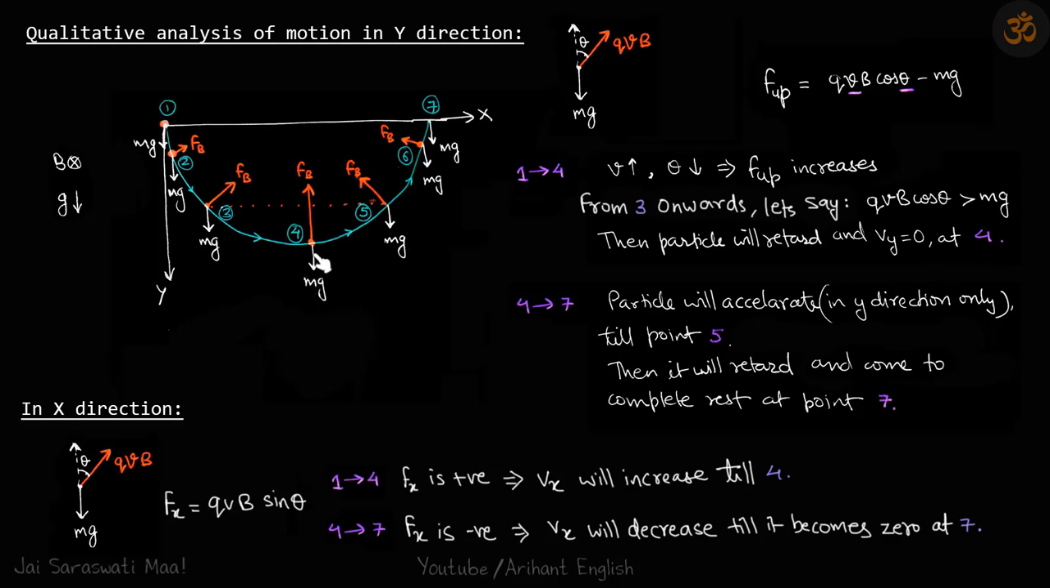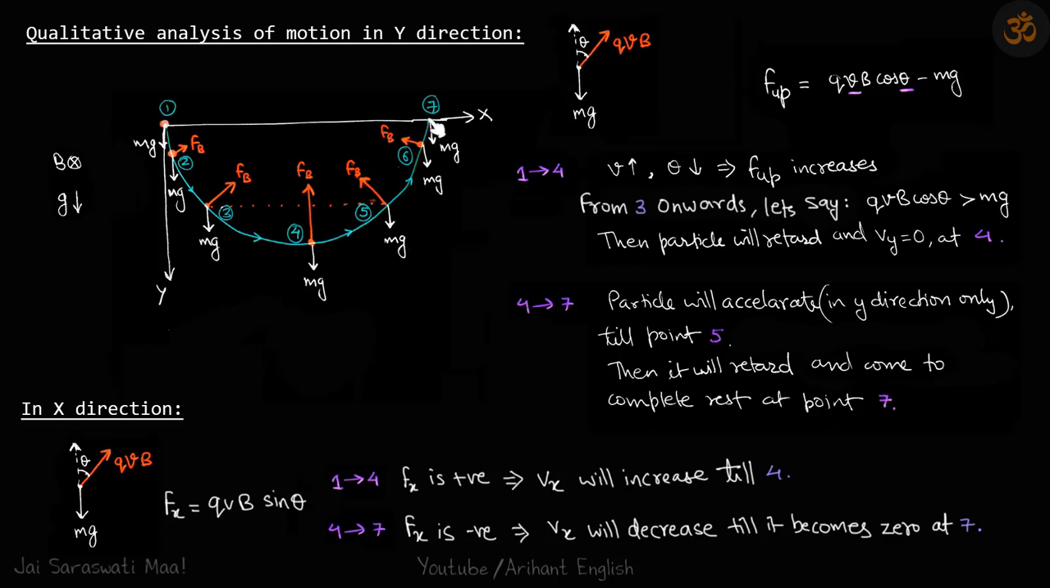So Vx is still there, but Vy is 0. Now 4 to 7. Particle will accelerate in y direction only. So F upwards is still there, and now the velocity also is in the same direction. So there will be acceleration until 0.5. So after 0.5, mg will again dominate. So the particle will again start to retard and will come to a complete stop at 0.7.